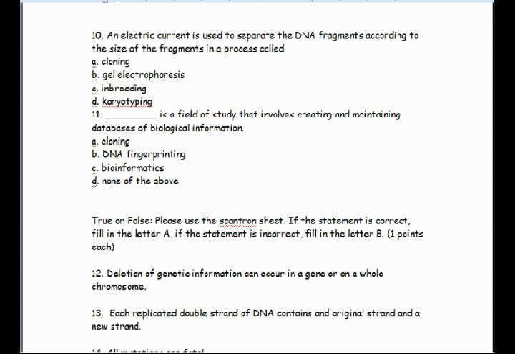Blank is a field of study that involves creating and maintaining databases of biological information. That's going to be C, bioinformatics.